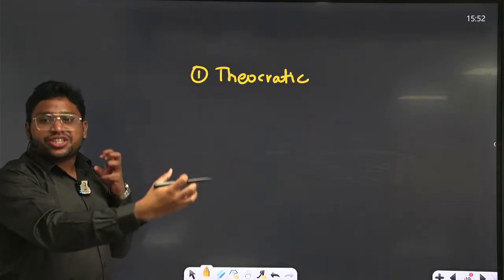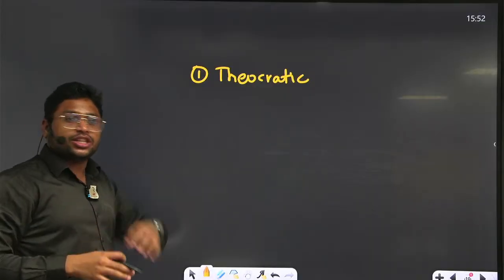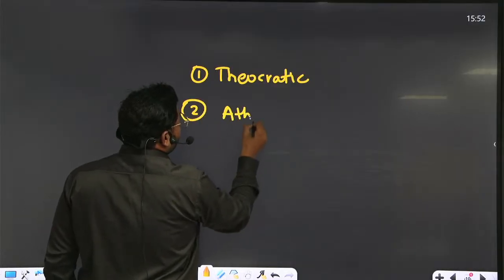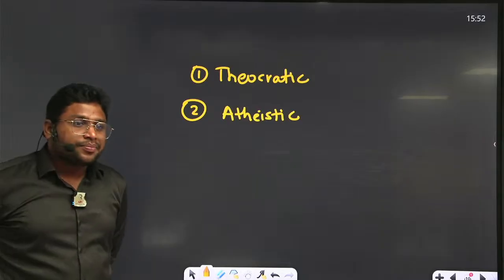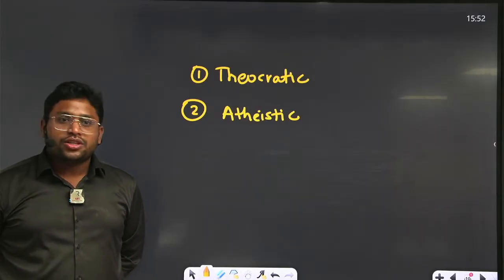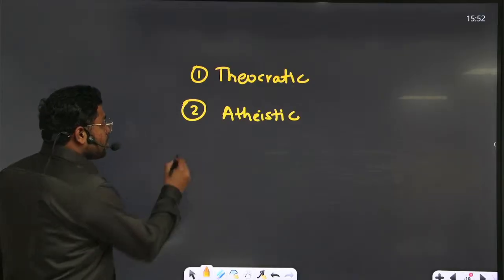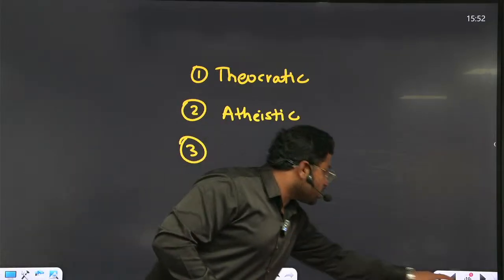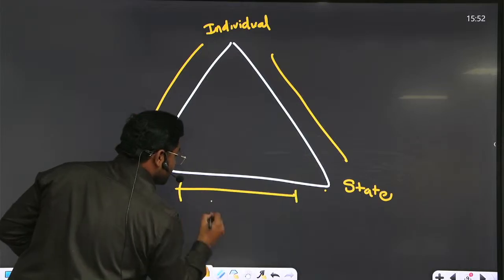If they hate each other, let's say the state hates the religion, they dislike religion, they want to destroy religion, then it is atheistic. Let's say countries like China, based on the communist ideology, who does not believe in religion, who hate religion. Yes. And the third category, who maintains some distance, who just wants to maintain some distance.